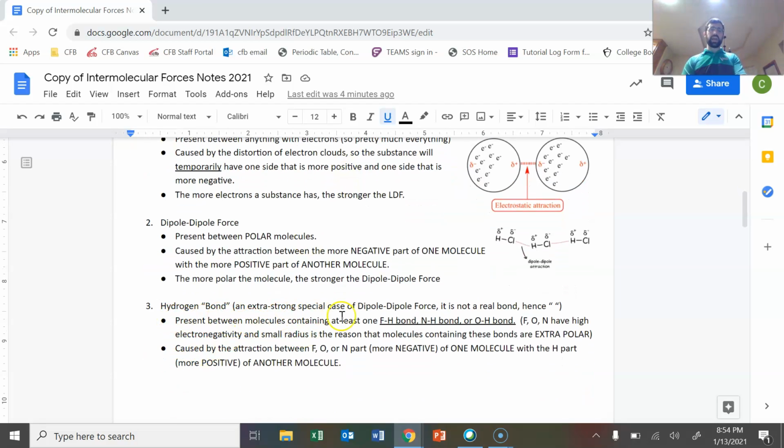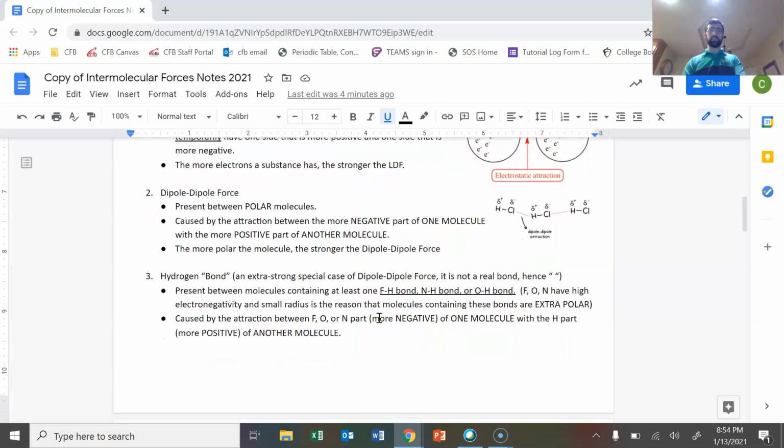Hydrogen bonds are an extra special case of dipole-dipole force where you have really, really strong polar molecules, or strong polar bonds, like an FH bond, NH bond, and OH bond. Those are the only three. That's why they're underlined. Remember that. FH, NH, and OH. Those are all right next to each other at the top right hand of the periodic table. And they're the strongest, the highest electronegativity, and the smallest atoms with such a high electronegativity. That combination causes them to make really, really polar bonds.